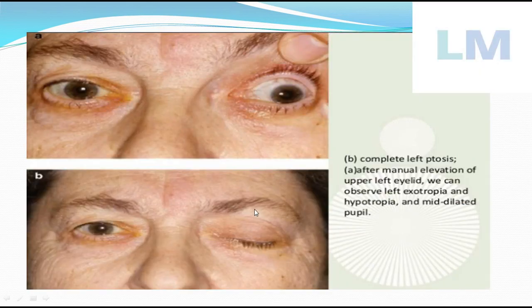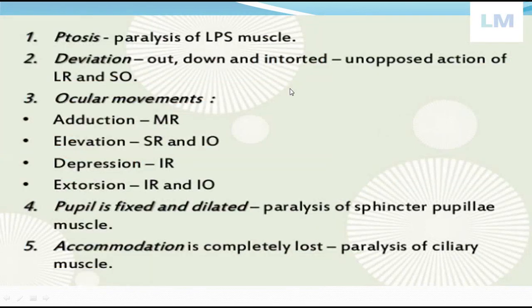Same thing in this patient, there is a complete ptosis, fully drooping ptosis. Manually we have to elevate the eyelid, and at that time you can note there is an exotropia, or external strabismus, on the outer aspect, and the pupil also you can note carefully. The pupil here is normal. Here you can see a dilated and fixed pupil. It's not responding to any light reflex and all.